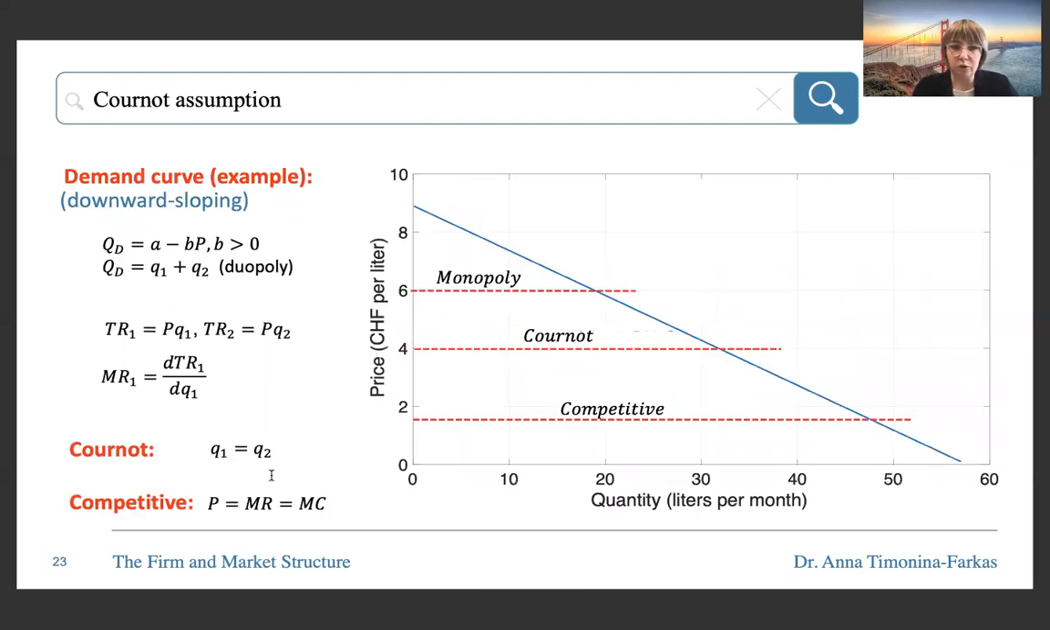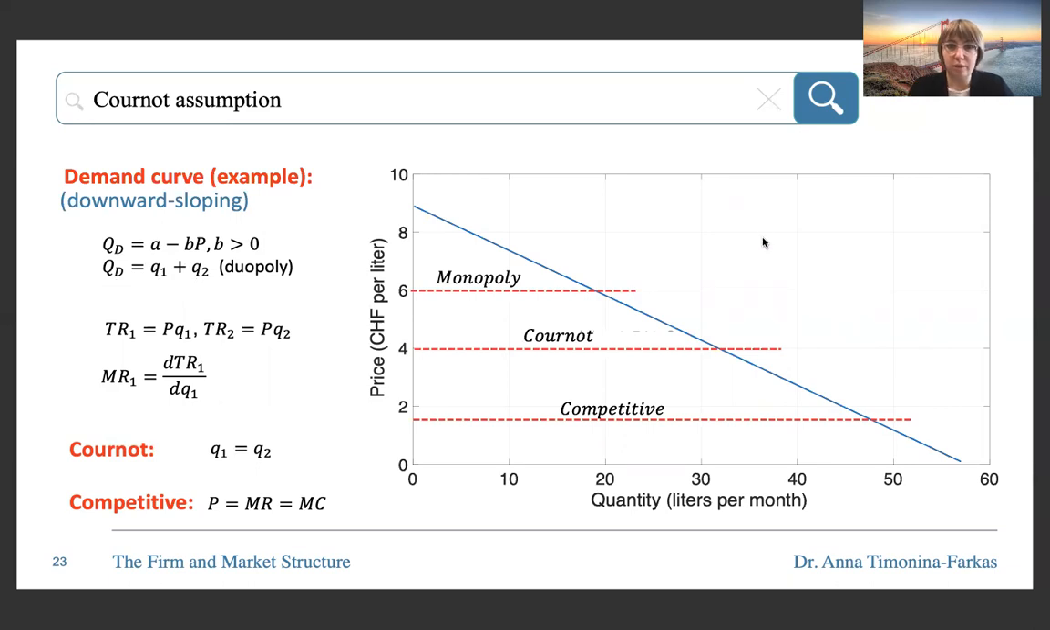Now for the Cournot assumption. The Cournot assumption doesn't assume that marginal revenue is equal to marginal cost. Rather, it is assumed that quantities produced by different companies are the same. So just a small example for the duopoly market, we have a demand which is downward sloping, and we have a quantity which is produced in a duopoly market. In order to compute the optimal quantities for the Cournot assumption, we need to assume that the quantities are the same.